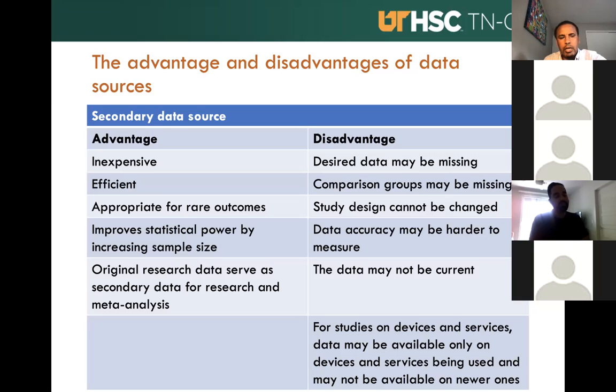The secondary data source improves the statistical power due to the increase in sample size. Since the data has been collected, it doesn't require a lot of resources to include in your analysis, so you can work with a large sample size. And most administrative data have a lot of participants, with data on a lot of participants and for many years. So that improves the statistical power.